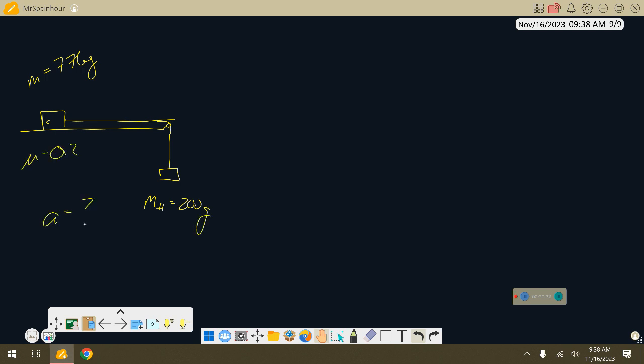Here's the setup. We have an object right here. This is the coffee mug, and the coffee mug is being pulled across a pulley, extraordinarily similar to the lab that we did, by a mass pulling straight down. This coffee mug has a mass of 776 grams. This mass that's hanging right here, I'll call that mass hanging, is 200 grams. The coefficient of friction up here is 0.2, and the question is, what's the acceleration?